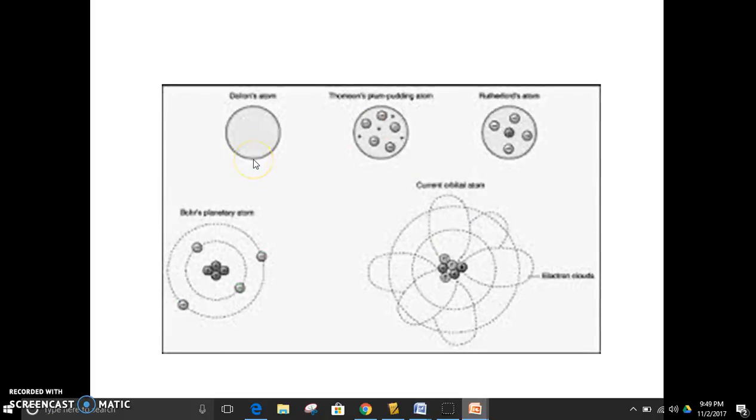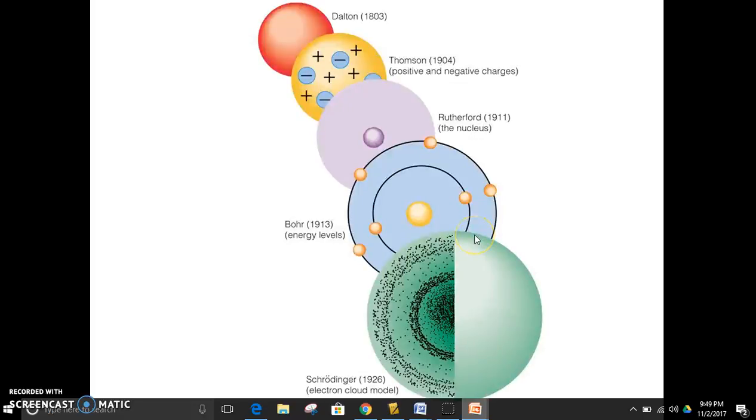So here's our model changing over time. Here was Dalton's, to Thomson's plum pudding model, to Rutherford's with a nucleus, to Bohr's with the orbits, and then to Schrödinger, the electron cloud model, showing the electrons going through orbits, but not in these perfect circular orbits, more like the s, p, d, f. Here's another model of it too, showing Dalton to Thomson's plum pudding, to Rutherford having the nucleus, to Bohr having the different energy levels, and now to Schrödinger's model where you've got the electron cloud, which are these regions where you can find a whole bunch of electrons.